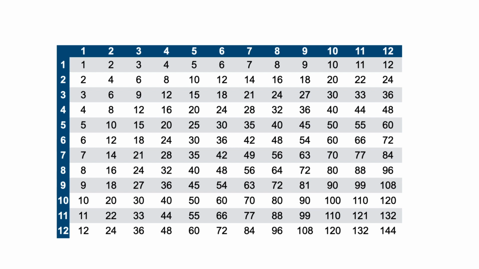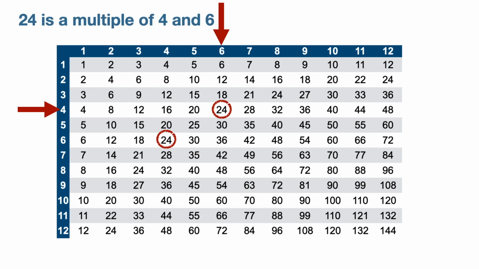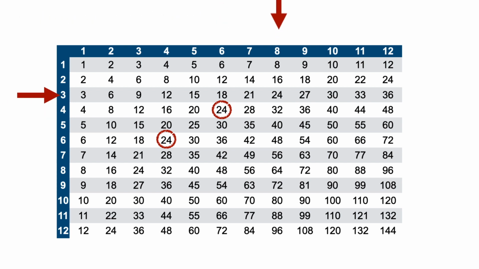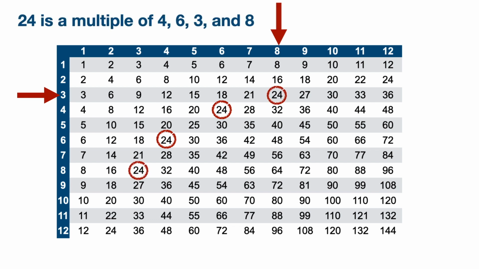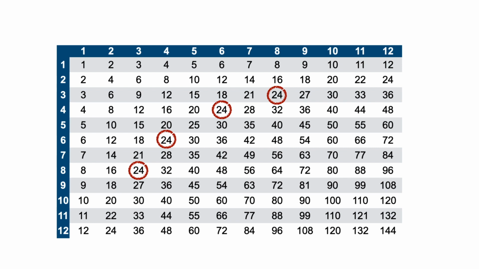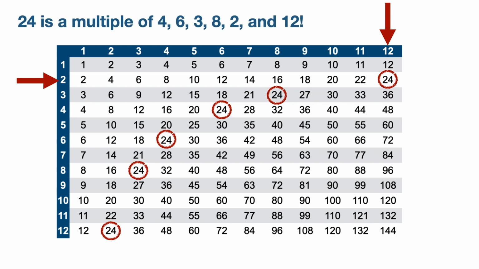How about 24? 24 equals 4 times 6 and 6 times 4, so it is a multiple of 4 and 6. But 3 times 8 and 8 times 3 is also 24. So 24 is a multiple of 4, 6, 3, and 8. But wait, 24 is also 2 times 12, or 12 times 2. So 24 is a multiple of 4, 6, 3, 8, 2, and 12.